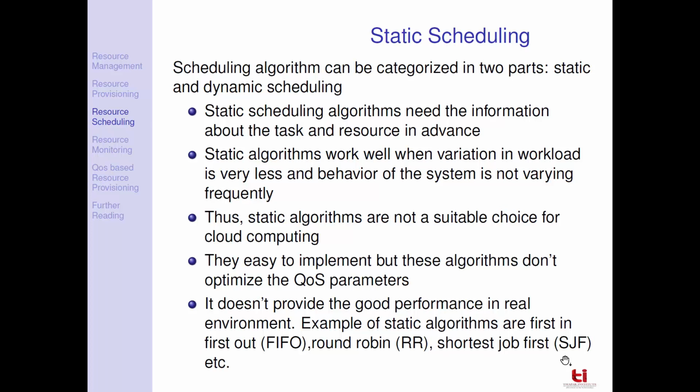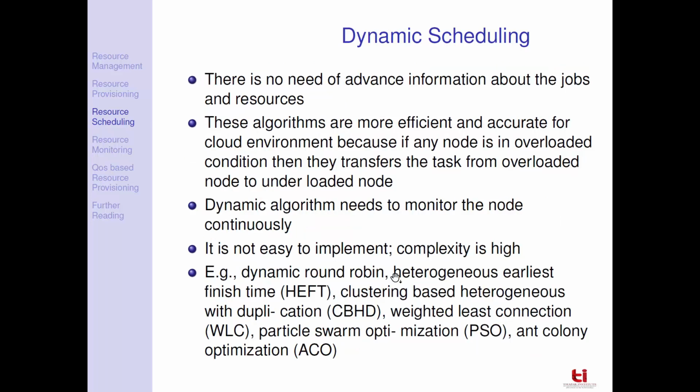Shortest job first: whichever job requires the least amount of execution time, or will require the least amount of resources, will be catered to first. What is more applicable to cloud computing is dynamic scheduling. In this, there is no need to have any advance information about the resources required by the workload jobs.